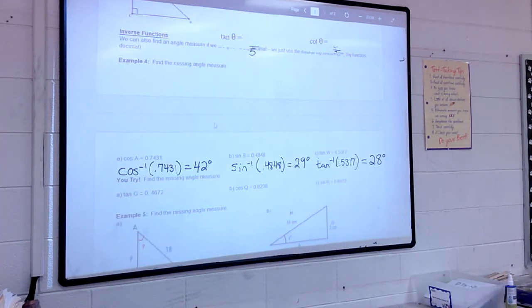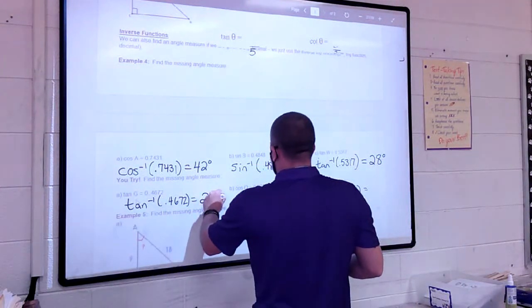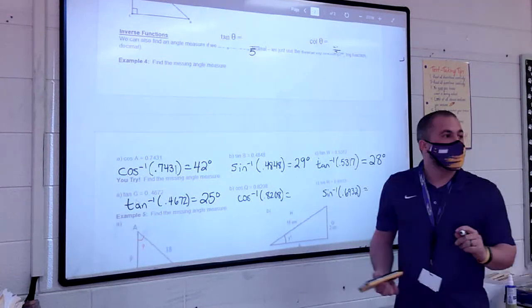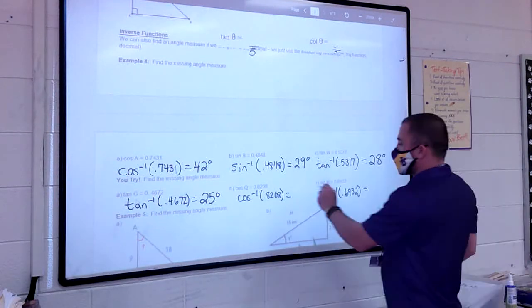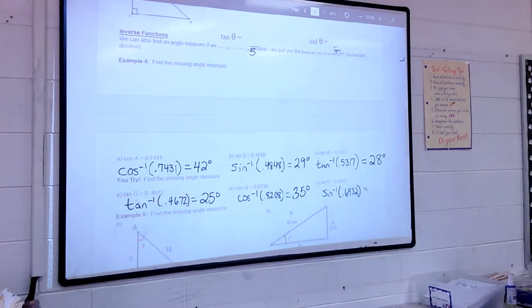So let's try the three below there yourself. In A, you want to do second tangent. B, second cosine. C, second sine. 4672. What do you get? 25. Okay. What about the second one? Second cosine of 0.8208. What was it? 35. And then lastly, second sine of 0.6932. 44.